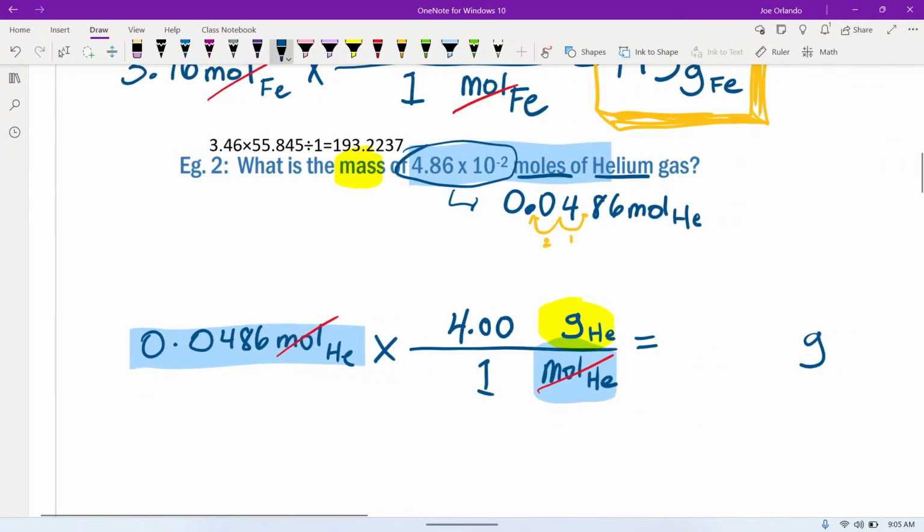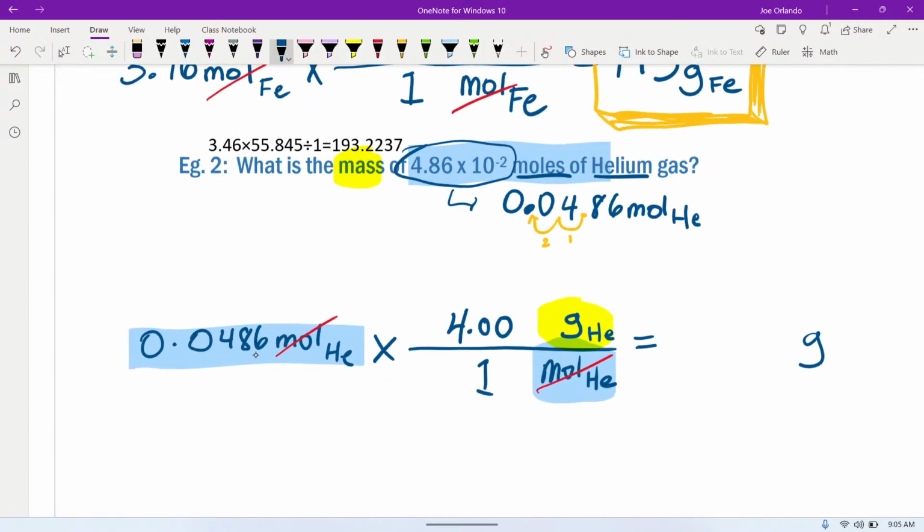And now we'll say it out loud again, just to make sure we got it. 0.0486 moles of helium. I don't want to talk about moles. I'm going to put it on the bottom so they cancel. Instead, we'll talk about grams. And I know that 1 mole of helium weighs 4 grams. Does that all check out? Let's do the math. And what will I do with the math? I'll take this number and times it by 4, and then divide it by 1. You guys are going to do that on your calculator.